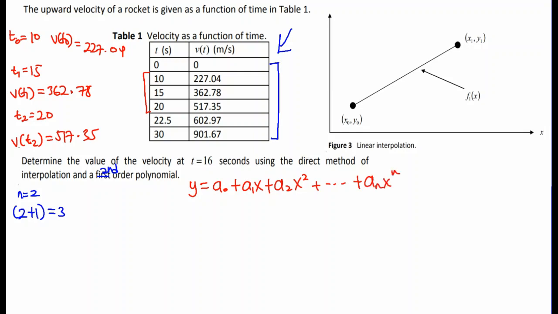But in this case, you're using a second order polynomial, which means our n is 2. So in that case, you are going to end here. Okay, so let's write the general formula for this question.